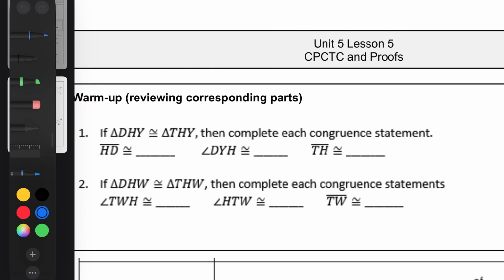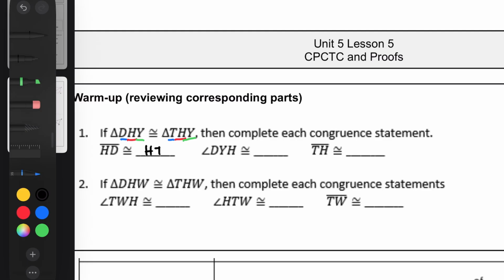So we have this statement here. It says, if triangle DHY is congruent to triangle THY, then complete each of the congruent statements. So what we need to do is mark the congruent and corresponding angles in this congruency statement. Anything that has the letter D is congruent to the letter T. Anything that has the letter H is congruent to the letter H. And anything that has the letter Y is congruent to the letter Y. So we're going to fill this in here.